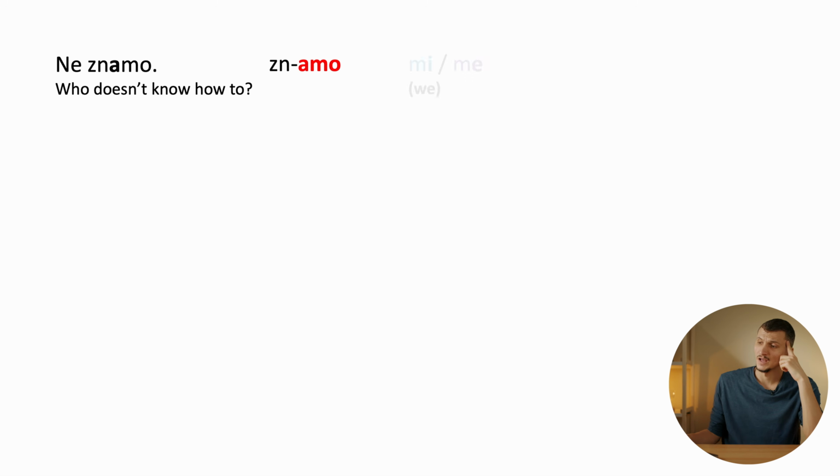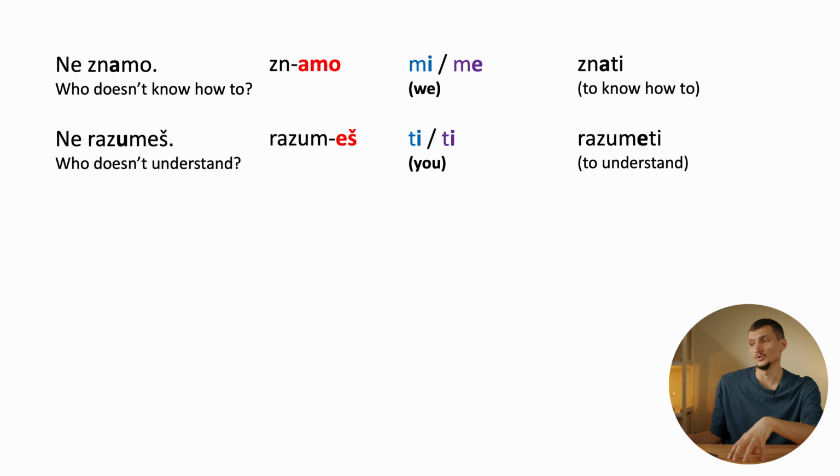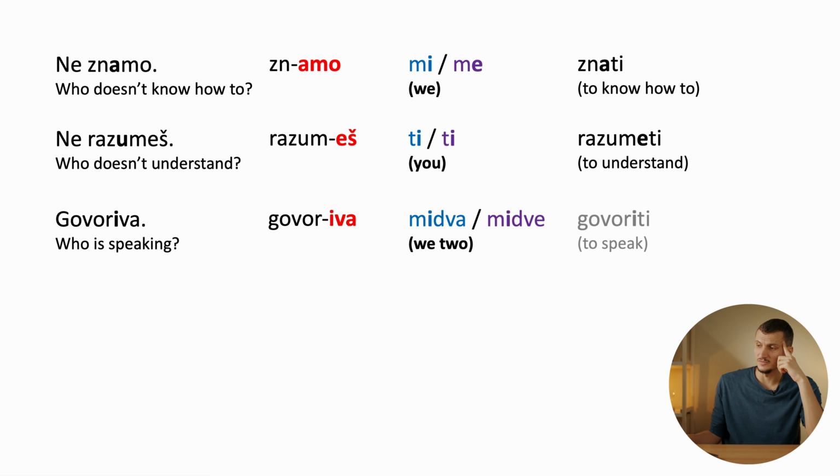So, znamo, here we have the amo, technically speaking the mo ending, but today we'll do them like this. So, amo, which is mi, we, and it's znati, to know how to. Ne razumeš, who doesn't understand? Razumeš, or if it's easier to think of it as iš, then it's ti, you, razumeti. Govoriva, so far we've learned about va, so it's govoriva. Maybe it's easier to think in terms of iva, govoriva. This is the two of us, midve, govoriti, to speak.